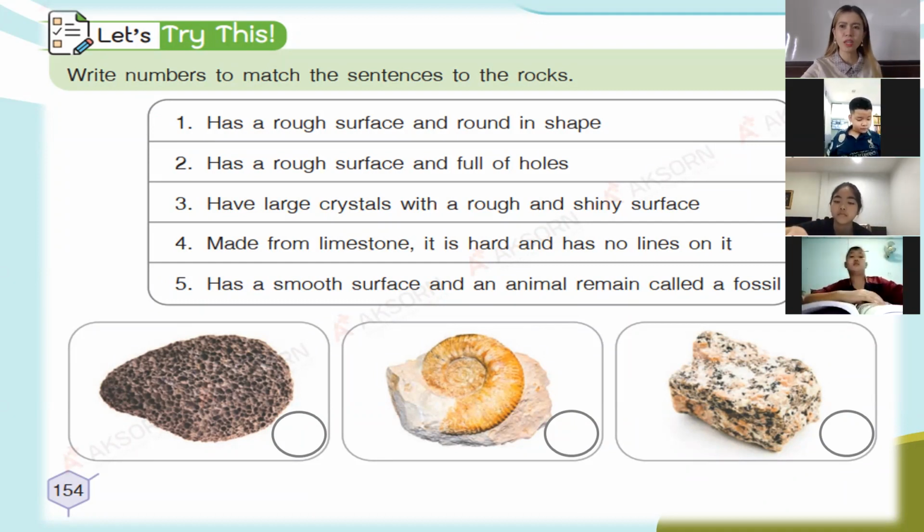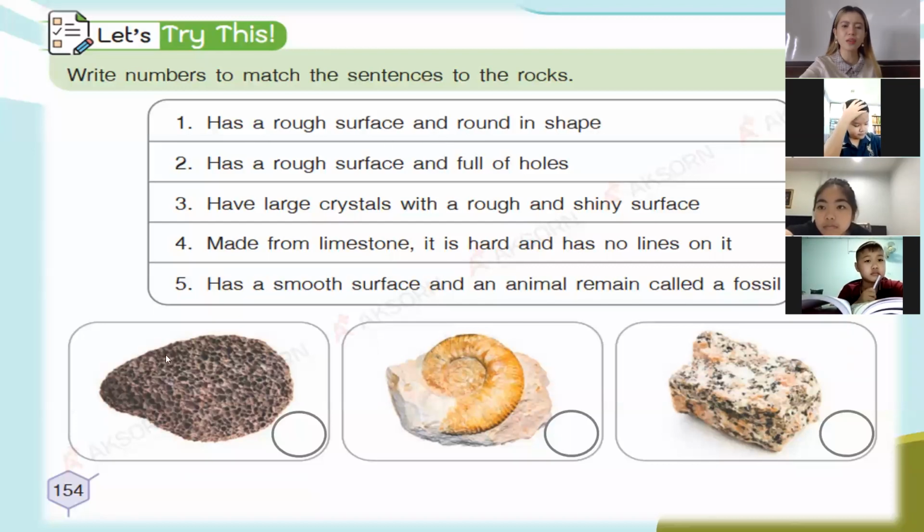Okay, page 154, please. Are you ready? Okay, tell me if you're ready. So it says here, write numbers to match the sentences to the rocks. First thing we have to do, let's read number 1. Has a rough surface and round shape. Okay, has a rough surface and round in shape.